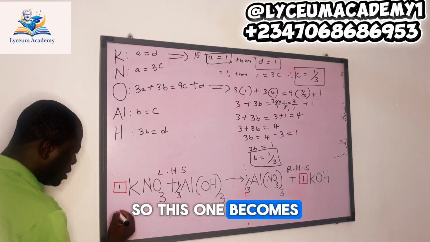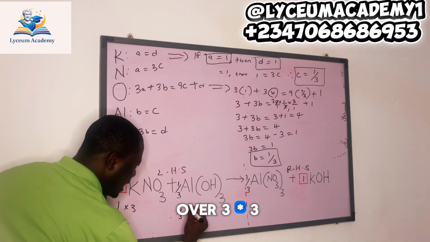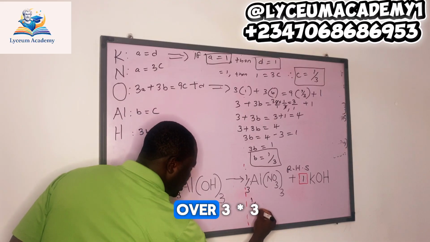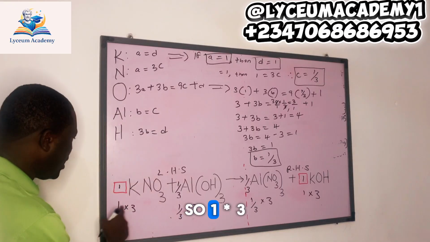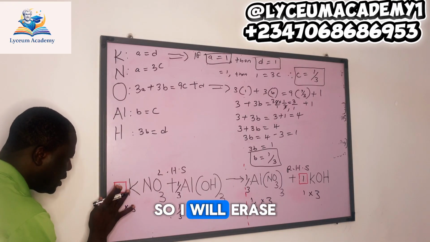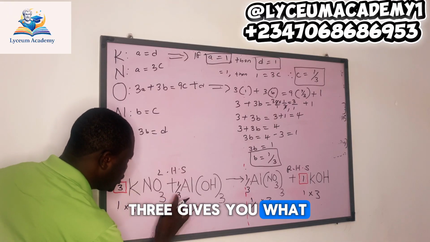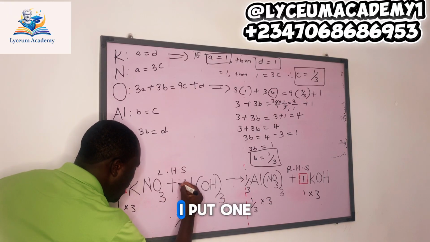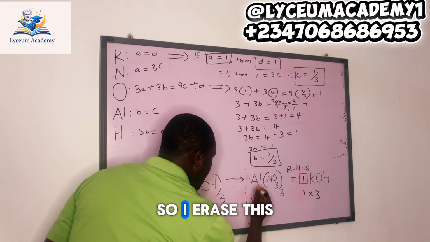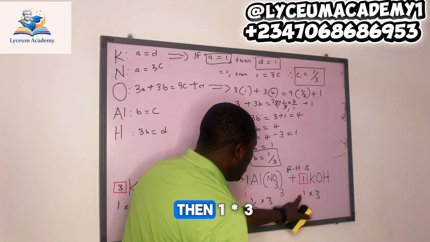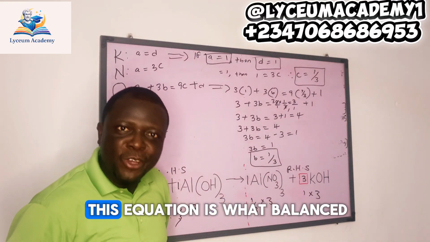So this one becomes 1 times 3. This one becomes 1 over 3 times 3. This one becomes 1 over 3 times 3. And the last one becomes 1 times 3. So 1 times 3 gives 3, so I will erase this and put 3. 1 over 3 times 3 gives ordinary 1, so I erase this and put 1. 1 over 3 times 3 gives ordinary 1, so I erase this and put 1. Then 1 times 3 produces 3. So let's verify if this equation is balanced.